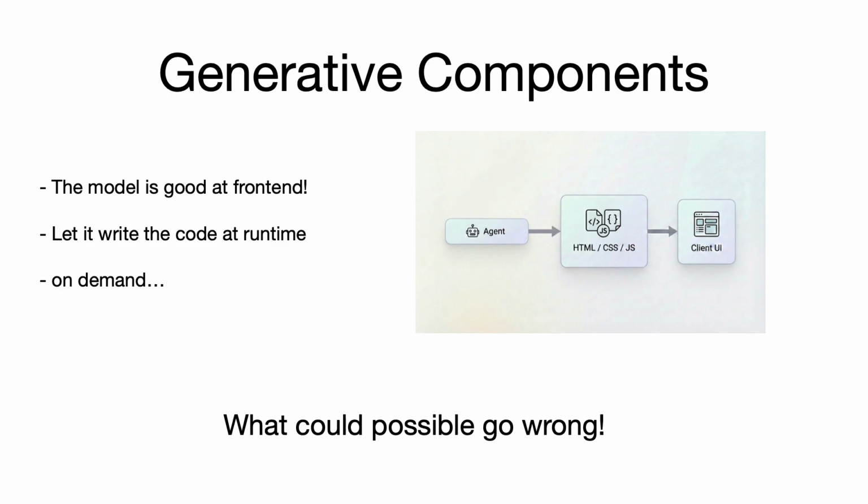The model is very good at writing front-end. We saw that. It's better at writing front-end code than me. It's better at writing React than me. Why don't we just let the LLM write the components at runtime on demand? What could possibly go wrong?